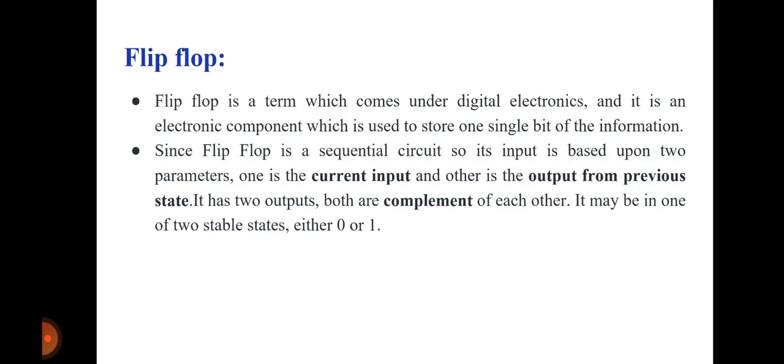Since flip-flop is a sequential circuit, its output is based upon two parameters. One is the current input and the other is the output from the previous state. It has two outputs. Both are complement of each other. It may be in one of two stable states, either 0 or 1. The output of a flip-flop completely depends upon the current input and the previous output.